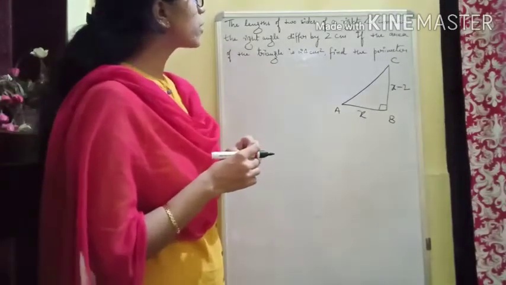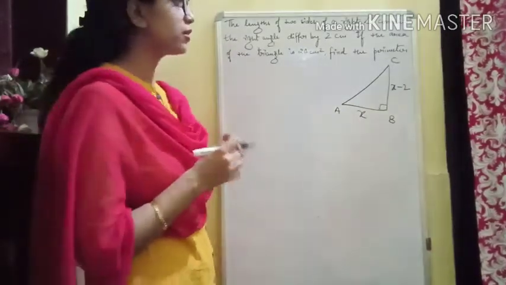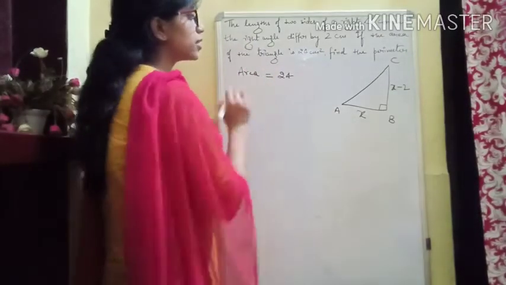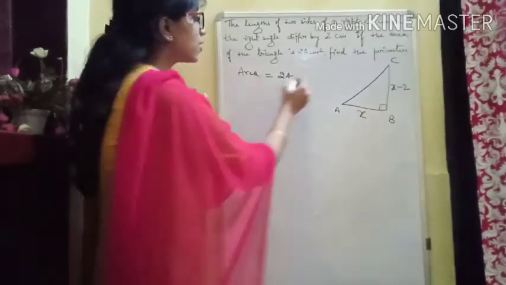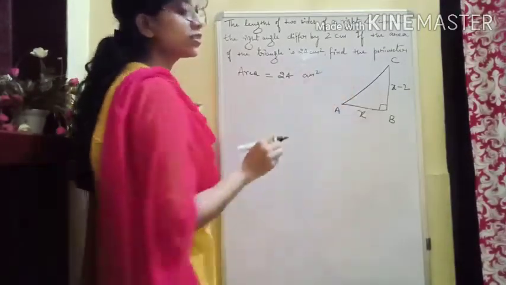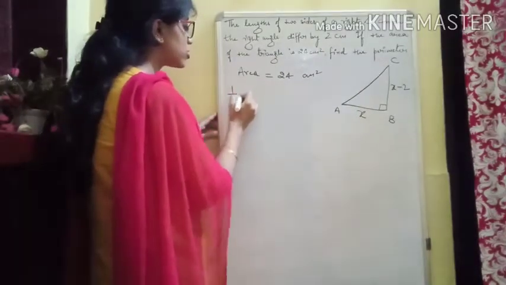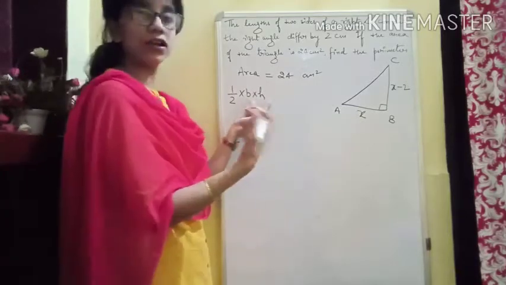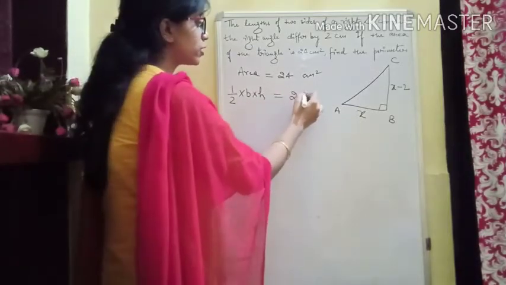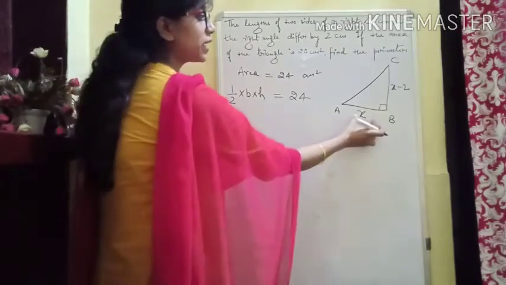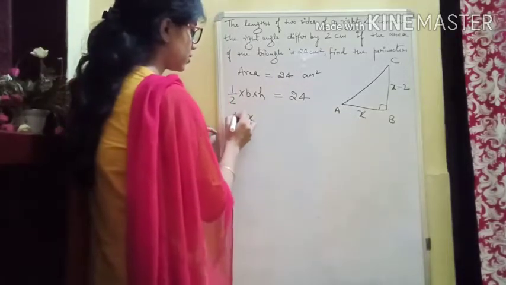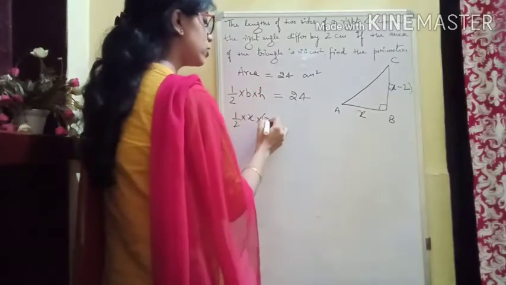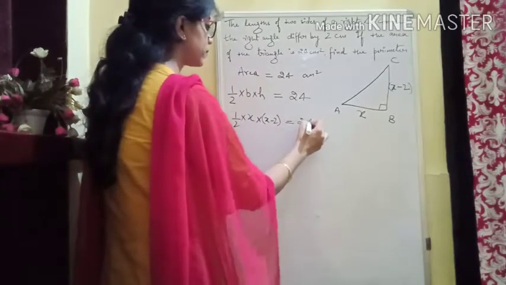The area of the triangle is 24 centimeter square. Find the perimeter. Since the area is given, and since this is a right angle triangle, we can simply apply the formula for area, which is half base into height for a right angle triangle, or for a triangle in which we know the height, and this should equal 24. Now what is our base? Base we have taken as x, and this half as it is, into what is our height? We have taken height as x minus 2. You can take x plus 2, the answer will come similar.